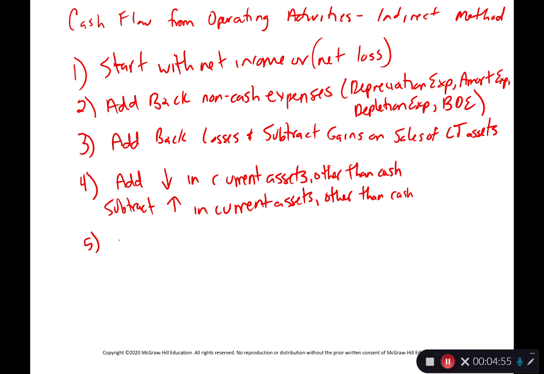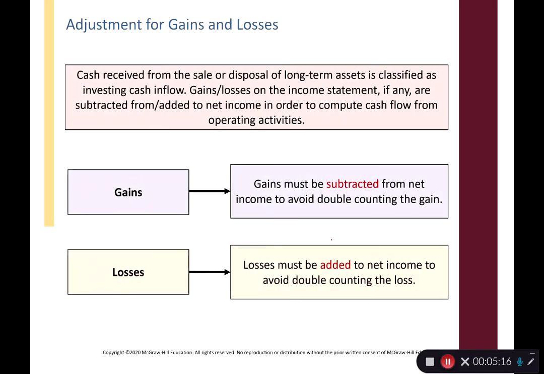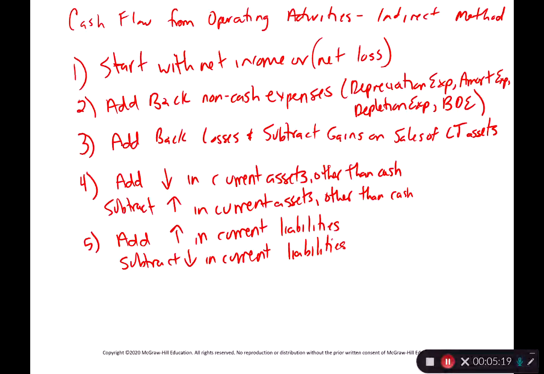Just bear with me. Step 5 would be add increases in current liabilities and subtract decreases in current liabilities. Now you just do it and you'll get it right, but it's probably a good idea to understand why.